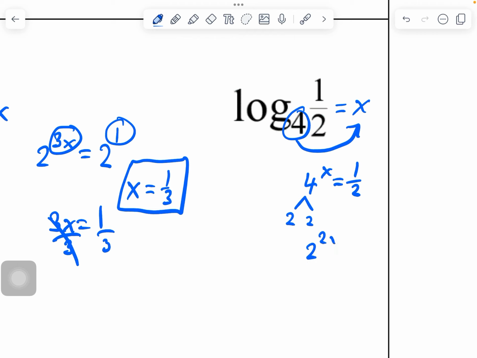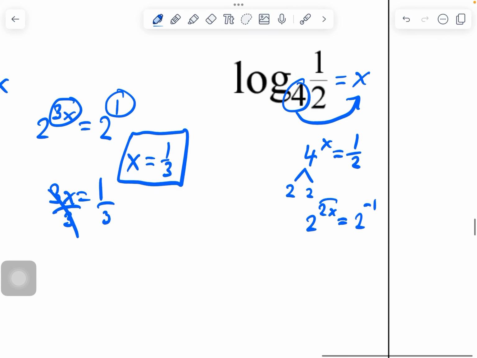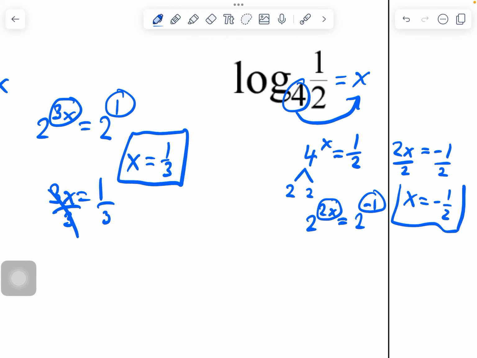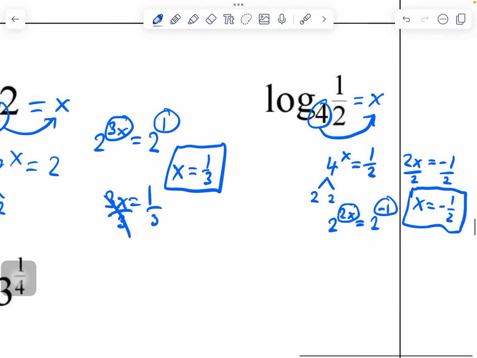So 2 to the 2x equals, and you could write 1/2 as 2 to the negative 1 power. If you wanted to, you can set these two equal to each other. Say 2x equals negative 1, divide by 2, and we get an answer of negative 1/2. Which also makes sense because the square root of 4, which is the same as taking 4 to the 1/2 power, and then flipping it from the negative, would get us to 1/2.